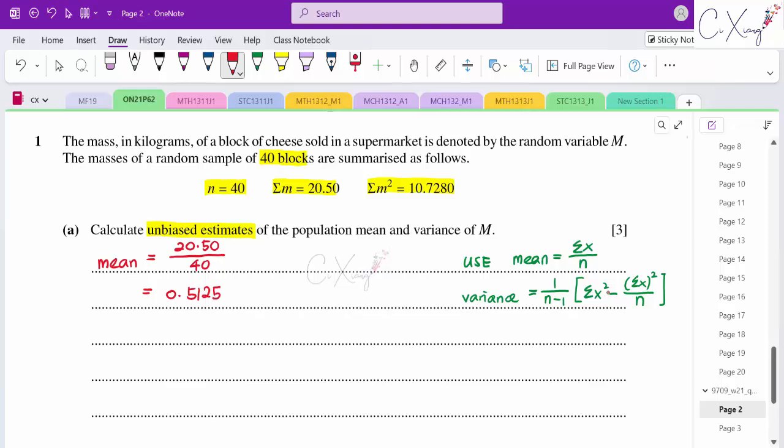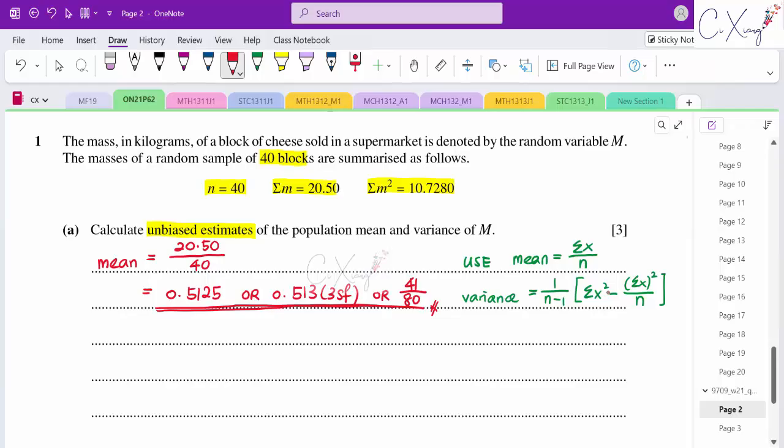You can keep your answer like this in 4 decimal places because it is not a super long decimal answer, no problem. Or if you want, you can make it 3 significant figures, which is 0.513. Or to be safe, you can keep it in fraction form, which will be 41 over 80. So this is how we get the value for the mean. It is a straightforward question.